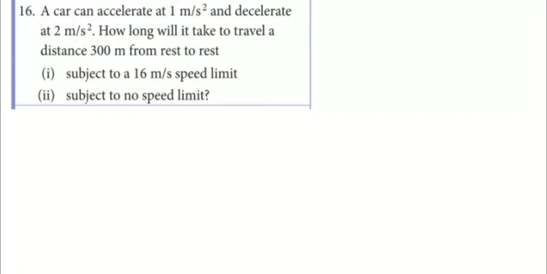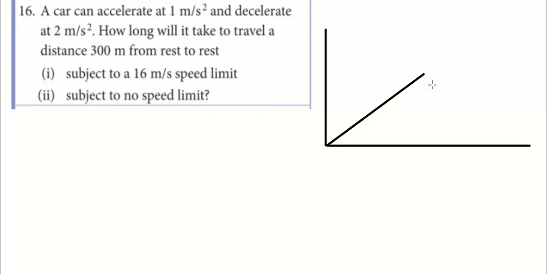Car can accelerate at 1 and decelerate at 2. I think we should go for a velocity time diagram here. Make life really easy. Accelerates at 1 makes the acceleration period longer. If it has a speed limit, more than likely you're going to get stuck at constant velocity. It's not guaranteed though, so we're going to check that out. And you're going to come back down again.